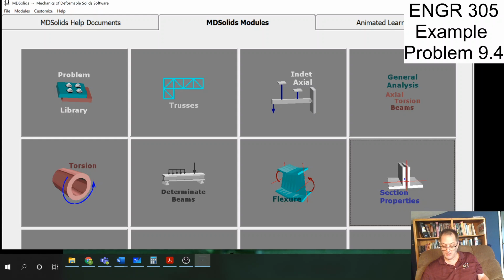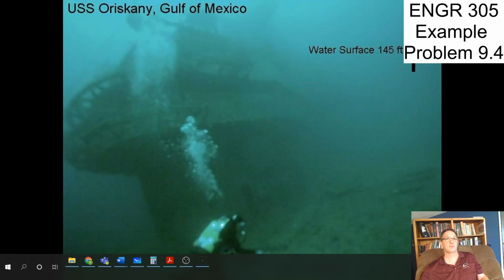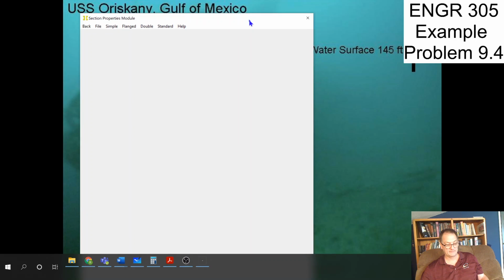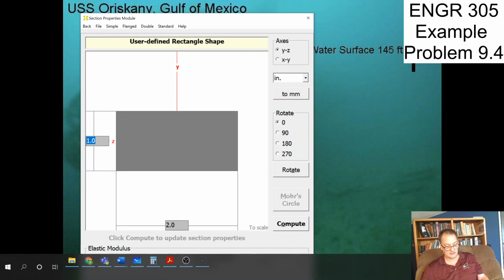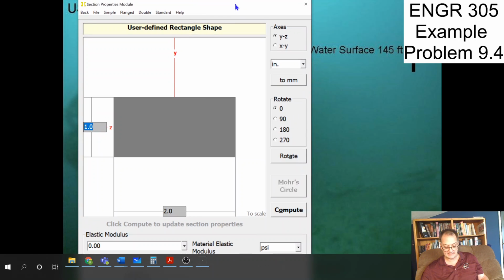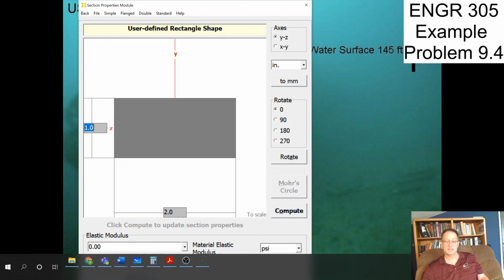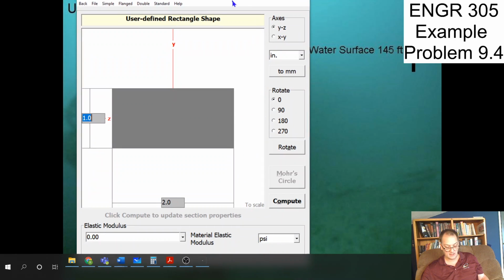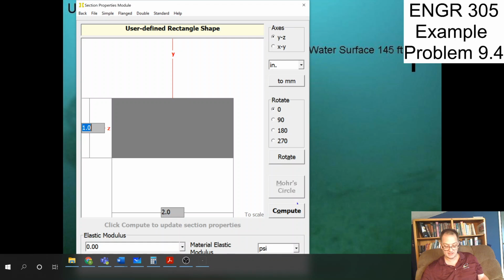But what I was really looking at was the section properties. Now that kicked up on my other screen, so I've got to drag it over. And now I'm going to look at a simple situation, rectangle, and I've got a 1x2. I already put that in there from last time, and it saved it. And then when I hit the compute button, I can actually give it more information. If you look, I can give it elastic modulus, etc.